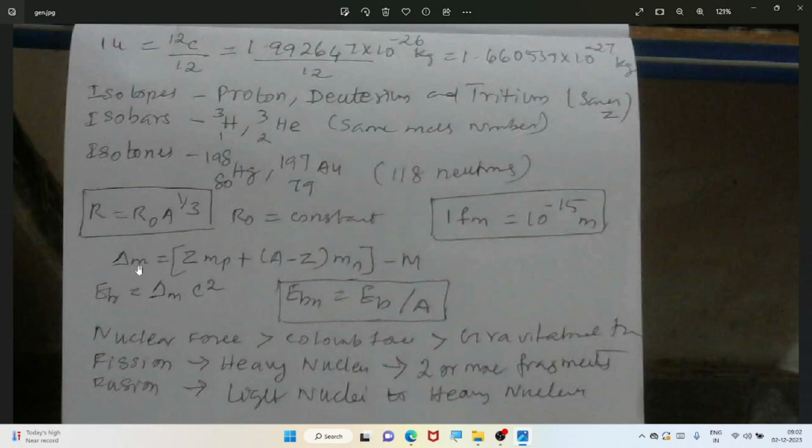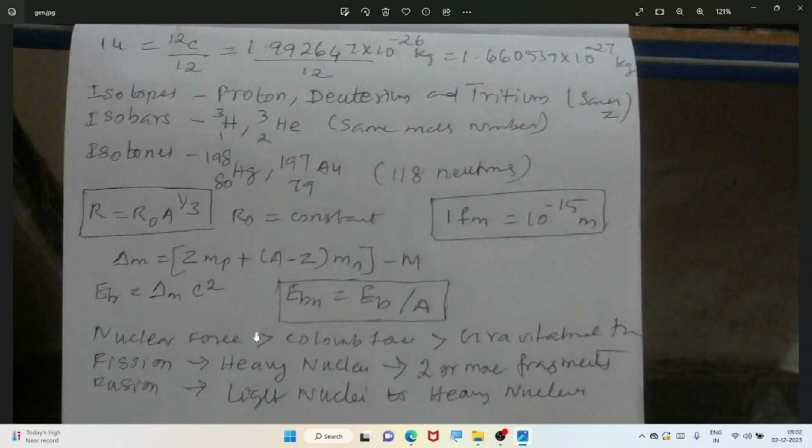This is the mass defect: atomic number times the mass of a proton, plus the number of neutrons times the mass of a neutron, minus the atomic mass. Then delta m times c squared is the binding energy. Binding energy divided by the atomic mass is the binding energy per nucleon. This is used to compare the stability of the various elements. More binding energy per nucleon means a more stable nucleus.